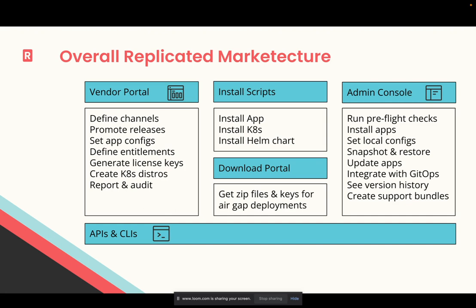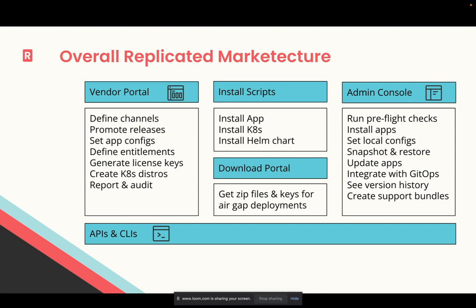The next major component is the admin console. Here is where you can run pre-flight checks of the environment, install applications from a customer side, set local configurations, do snapshot and restore, update applications automatically if you like, integrate with GitOps, see a version history, and create support bundles to help solve issues faster. Many of these have a user interface, but there are also APIs and CLIs to get the job done.